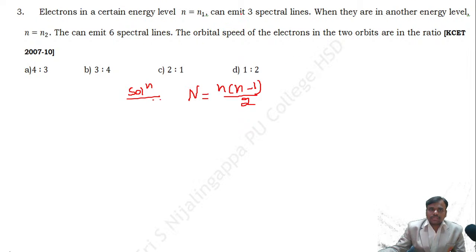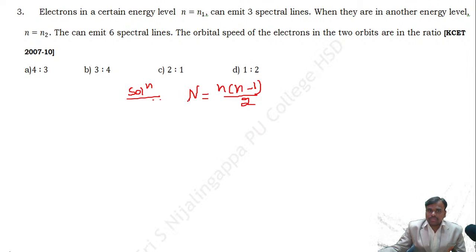By using these two cases we can calculate n1 and n2 values. Here n1 and n2 are unknowns. By knowing n1 and n2, we can easily calculate v1 and v2. That means the ratio of v1 and v2 is easily calculated by using the relation v is equal to z square by 2 epsilon naught nh. That is the expression for velocity, in which velocity is inversely proportional to n. By knowing that relation, we can easily simplify the velocities. First, we have to calculate the n1 and n2 values by using these data.